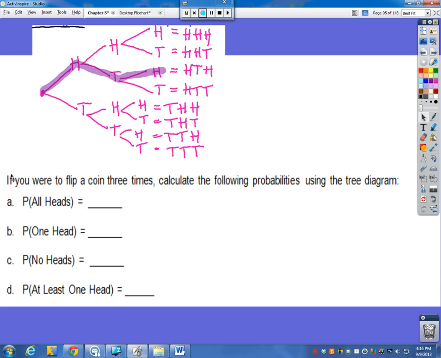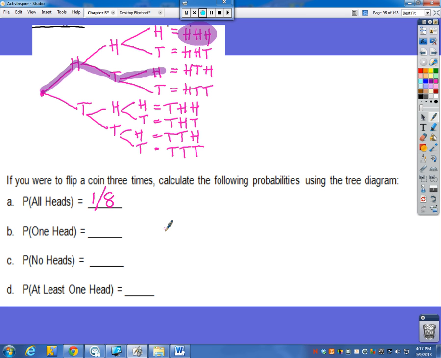Okay, so it says if you were to flip a coin 3 times, calculate the following probabilities using our tree diagram here. Okay, so what's the probability that we get all heads? Heads, heads, heads. Well, that only happened in this one instance right here. And so that happened 1 out of 8 times. So there's the probability, 1 out of 8.